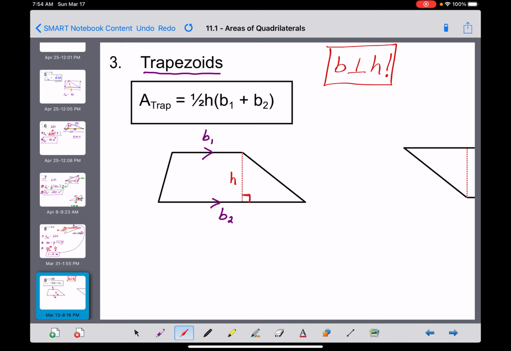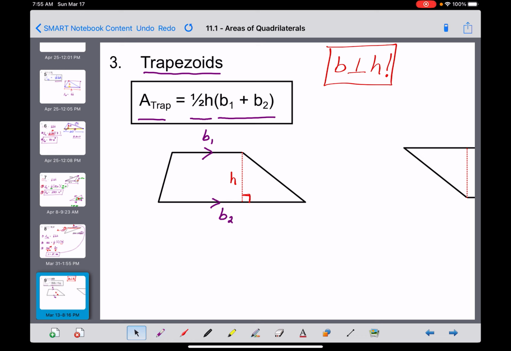So with all that established, the formula for area of a trapezoid is more complicated than the formula for either area of a parallelogram or a triangle. It's going to be 1/2 times the height of that trapezoid times the sum of its two bases. And notice the bases are added together in parentheses, meaning that needs to be done first. So that's the formula for it.